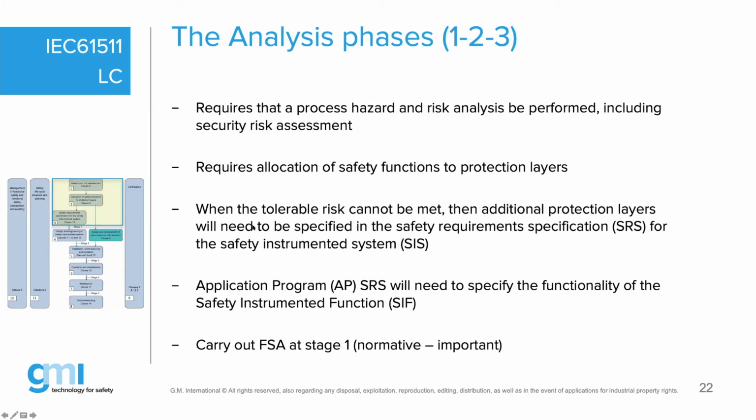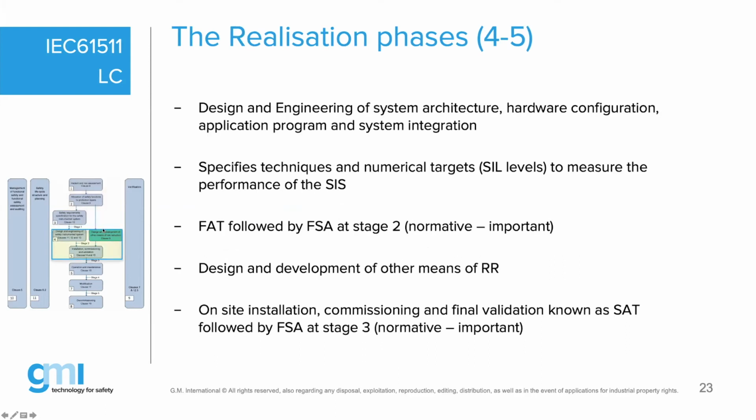LOPA, second bullet, third bullet means that when your tolerable risk cannot be achieved by your existing layers, you have to come up with additional measures, countermeasures on how to reduce your risk. I was thinking about the security, but it's here about safety and about risk. Application programming, that's in here. You need to define also what needs to be programmed, and then you have to carry out stage number 1.